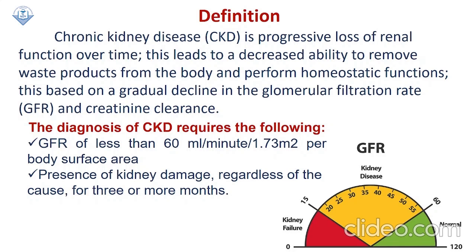Diagnosis is based on 2 parameters: glomerular filtration rate, which is decreased and less than 60 milliliters per minute per body surface area, and presence of some kind of kidney damage, regardless of the cause, for 3 or more months. You can ask why we have such interesting units, milliliters per minute per square body surface area. I will reply to this soon when we discuss what glomerular filtration rate is.